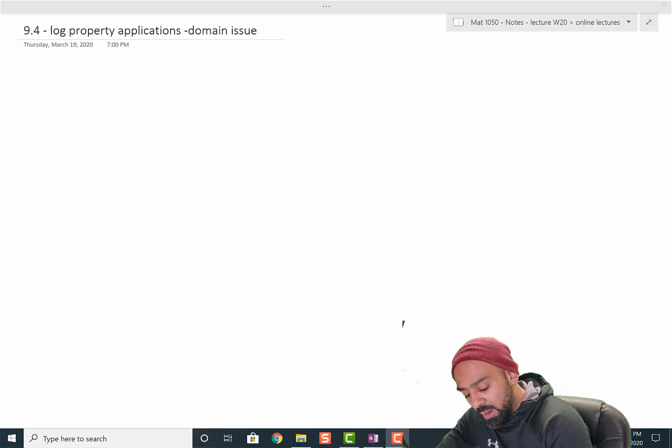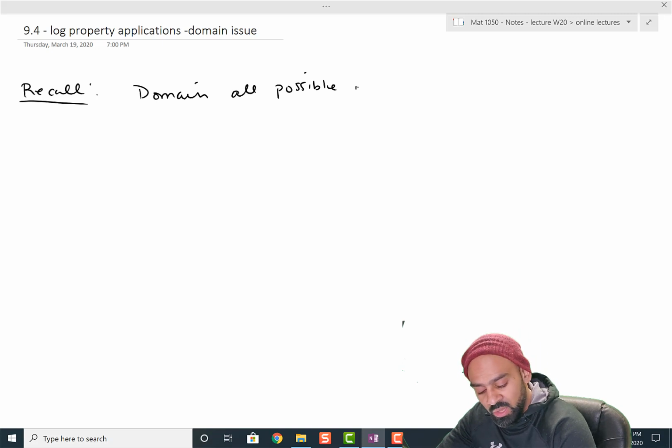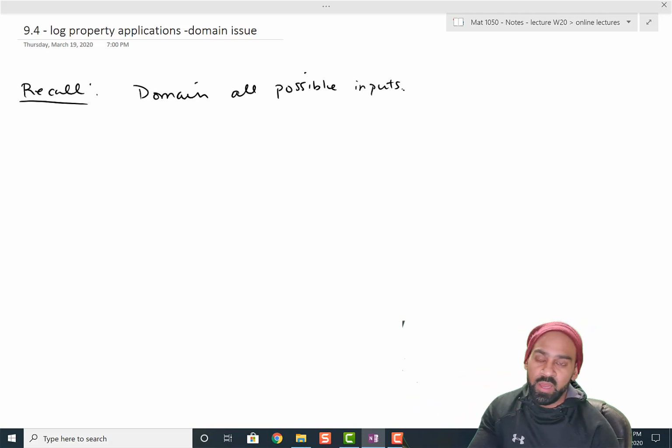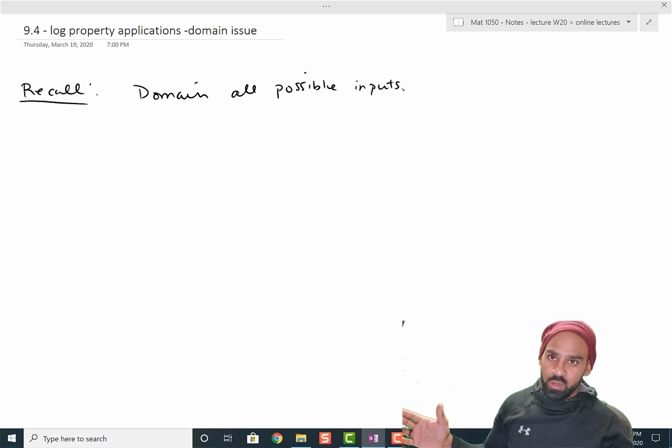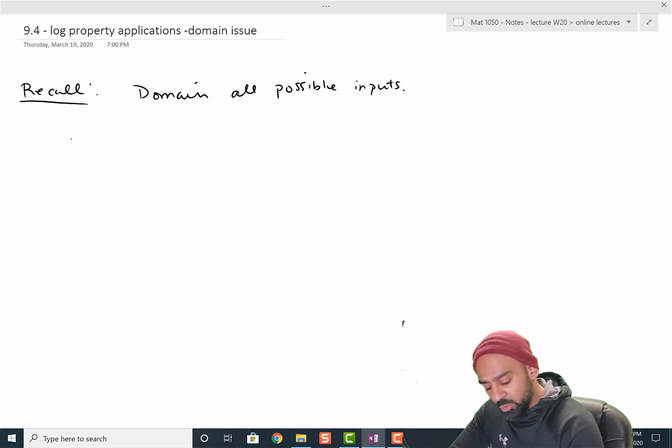All right, so if you remember, recall domain, which is all possible inputs, so all the x values that can go into any of our functions. And then we knew that in order to find the domain, we can't look at every number that works for it. There's just too many on the number line, right? It's easier to look for the ones that don't work and then get rid of those. So we looked for the domain restrictions.